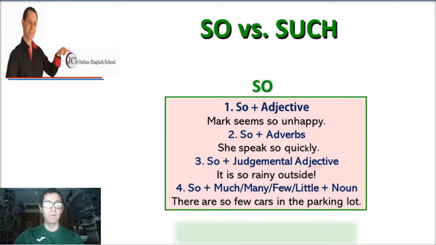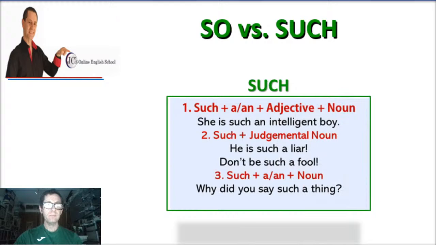Now, let's move on to understand such. Such plus a or an plus an adjective plus a noun. For example, she is such an intelligent boy. Or for instance, Hyder is such an excellent piano player. Or Gustavo is such a nerd. Just kidding. Or Diana is such a beautiful queen.